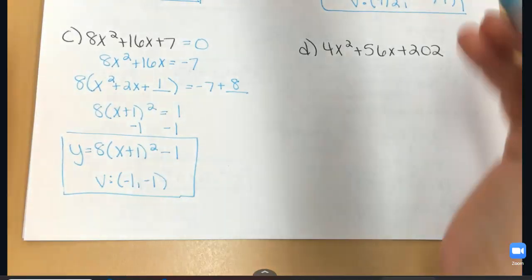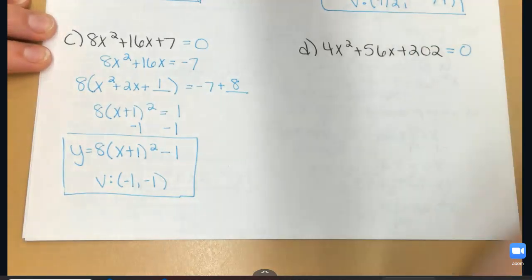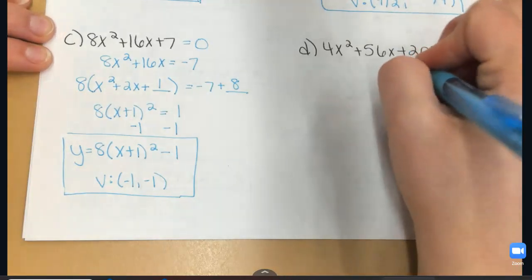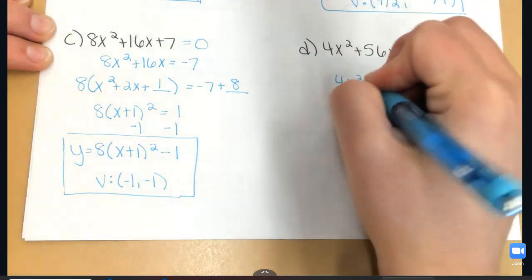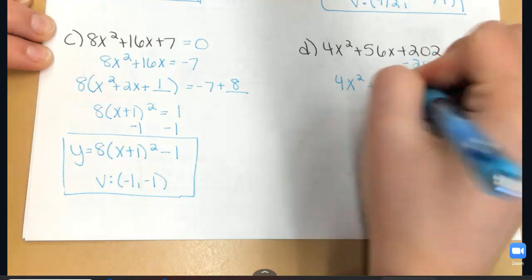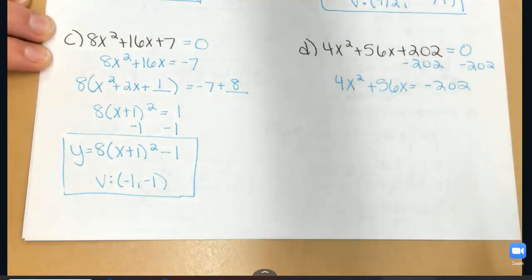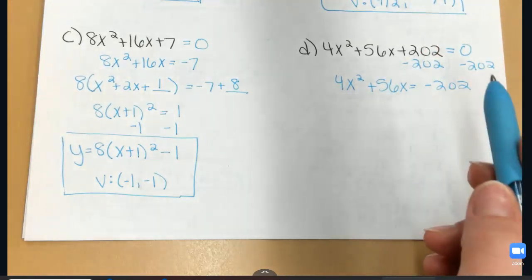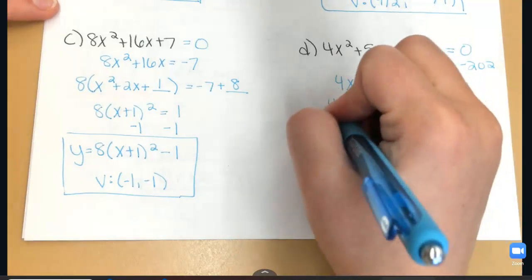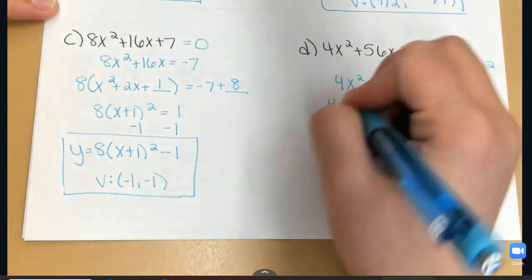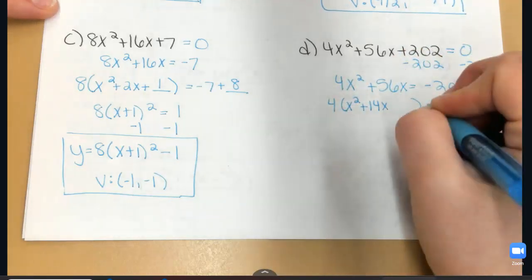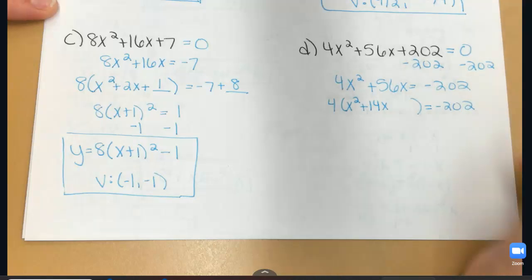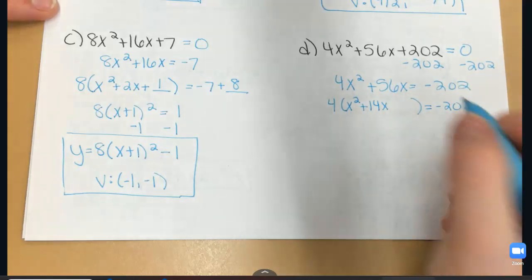Okay, last but not least, we're going to do the same thing. I need an equal sign, and I'm going to move my constant out of the way. So we have 4x squared plus 56x equals negative 202. Again, I'm not going to divide by a because I need it in my equation, so I'm just going to factor it out instead. And this is going to give me x squared plus 14x. And then what completes this square? Well, half of 14 is 7.